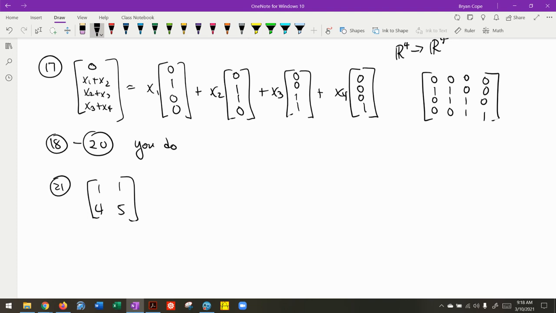Find x such that T of x equals (3, 8). So this is saying, can we find an input vector which contains x1, x2 such that we get the vector (3, 8)?